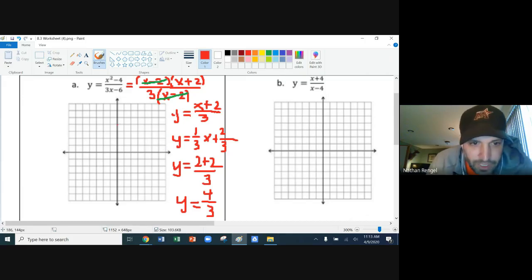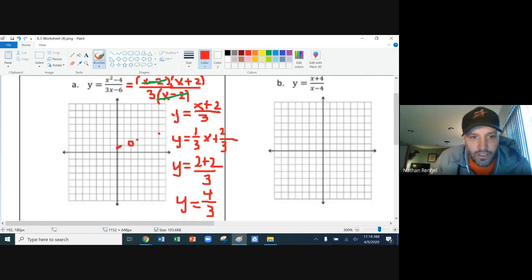So this is going to be tough for me to do with this mouse, but 2 4/3 is going to be roughly right there. So it's like 1 1/3. So there's your hole. My y-intercept is right here at 2/3. And then I can just do my slope of 1/3. So I rise 1, run 3. So there'd be another point, rise 1, run 3.